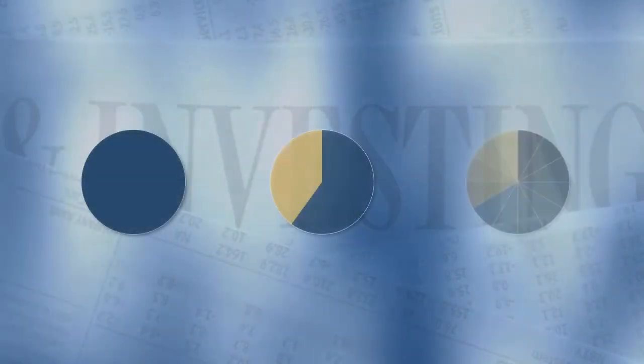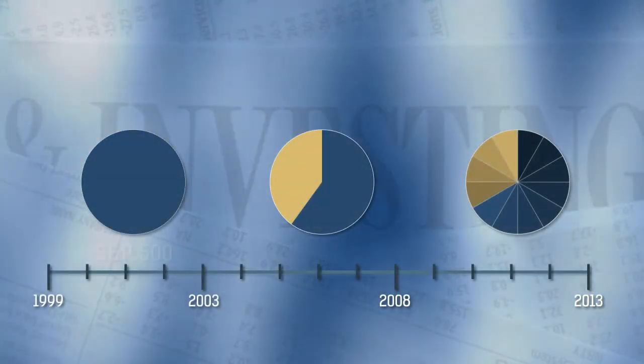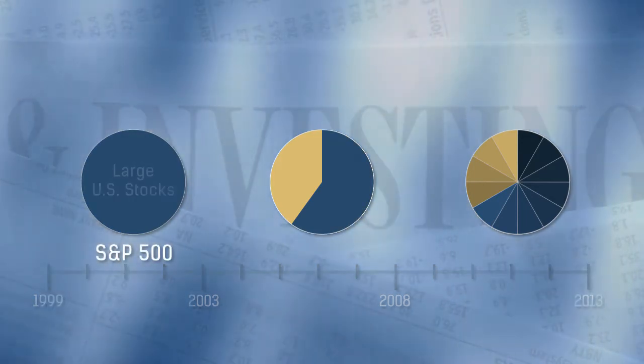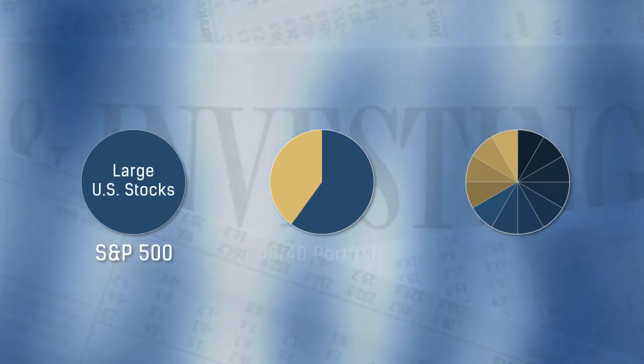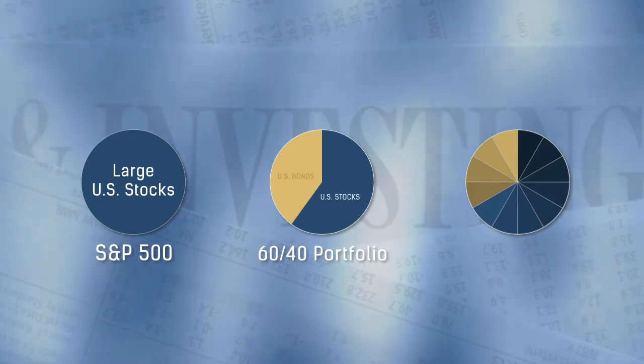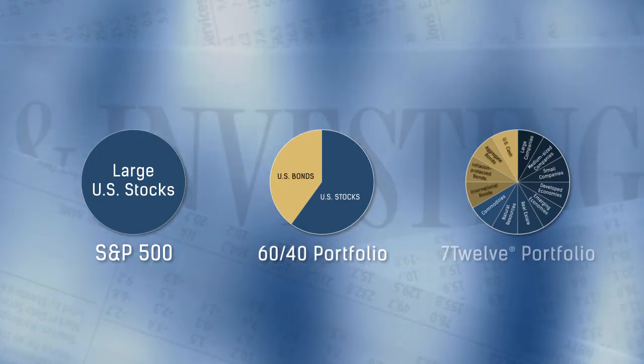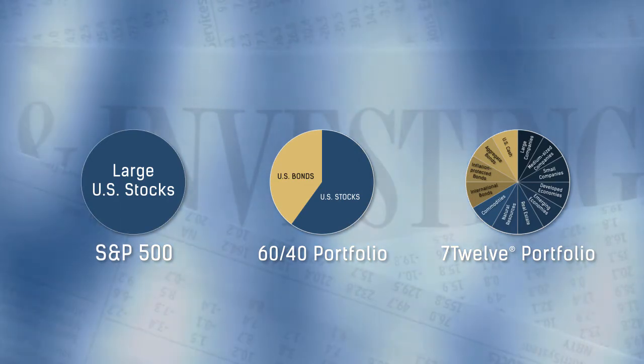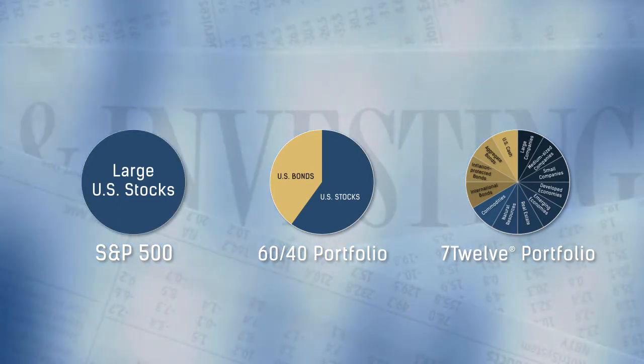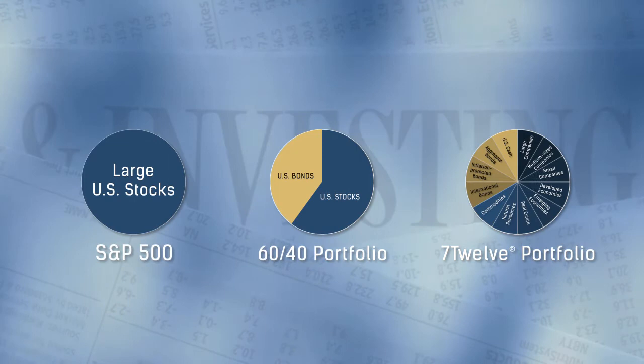Now, let's get to the research to truly understand the significance of this. Let's compare the results of 3 separate models over a 15-year period. The S&P 500 index, containing 500 large U.S. stocks, a 60% U.S. stock, 40% bond portfolio, and the diversified 7/12 portfolio, assuming you rebalance the portfolio once each year to ensure each of the 12 allocations stay equal.